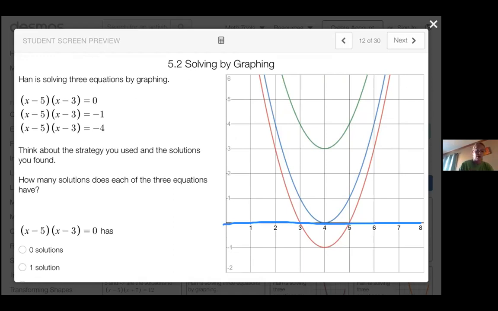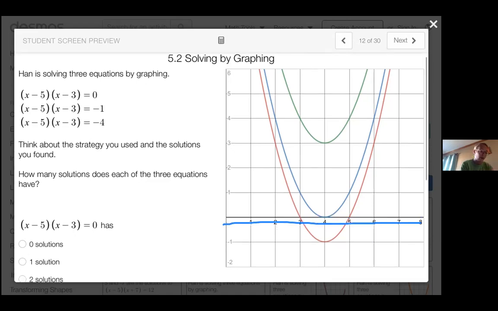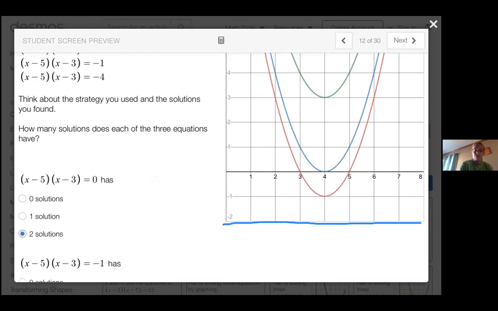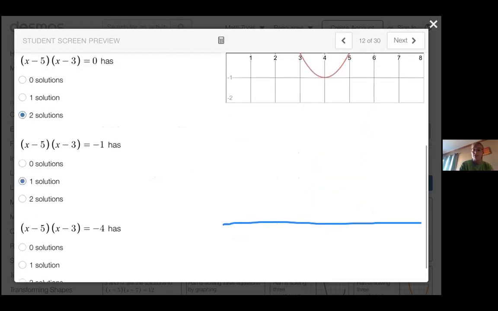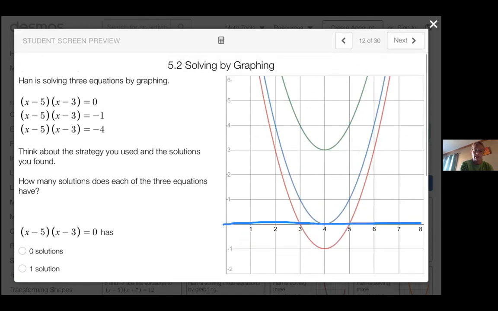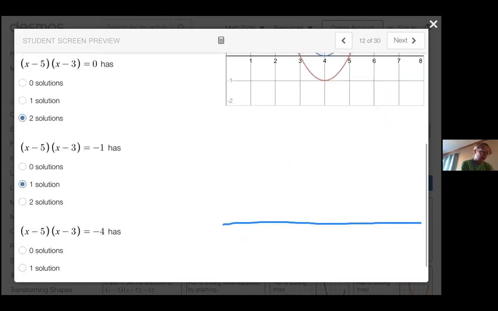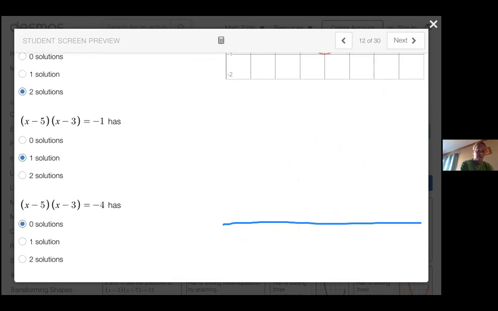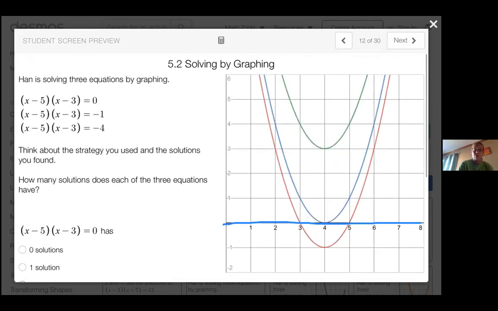So I know that if I'm looking at the red graph, that crosses twice. So that has 2 solutions. And then when I look at the blue graph, it crosses once. So that has 1 solution. And then if I go back and look at the green graph, that never crosses the x-axis. So I know that that has no solutions. So it's helpful when we're equal to 0 because then I'm only looking at the x-intercepts.